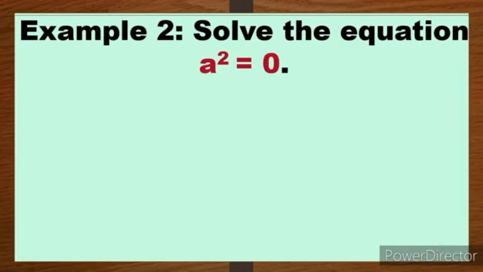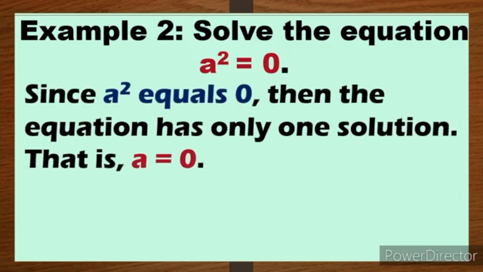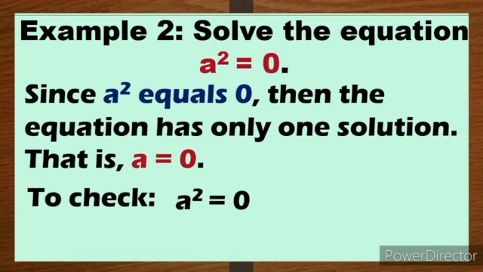Solve the equation a squared equal to 0. So our k here is 0. Since a squared equals 0, the equation has only one solution, and that is a equal to 0. To check, we have a squared equal to 0, substitute 0. So we have 0 squared equals 0. Therefore, 0 equals 0. So again, there is only one solution.